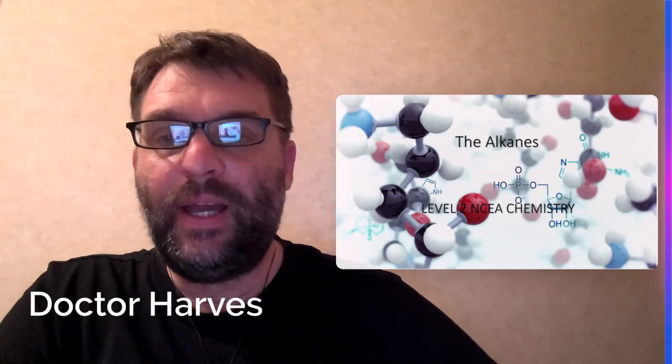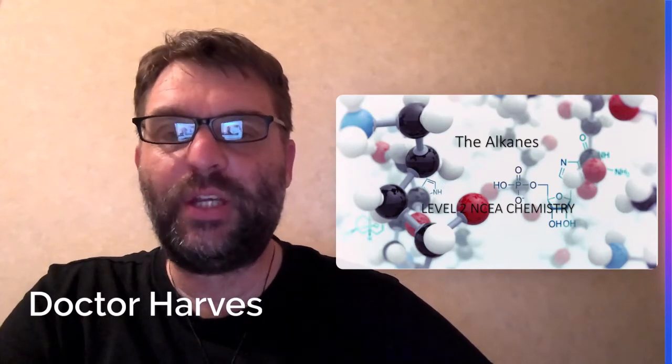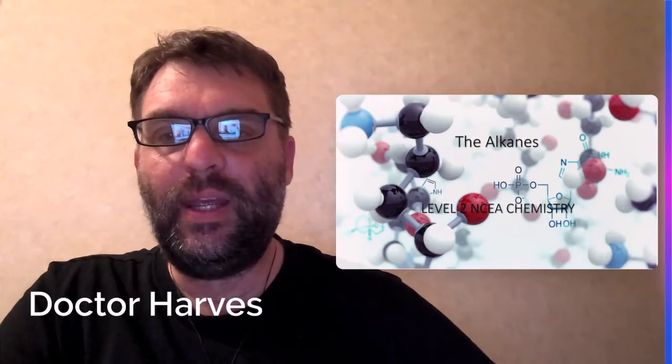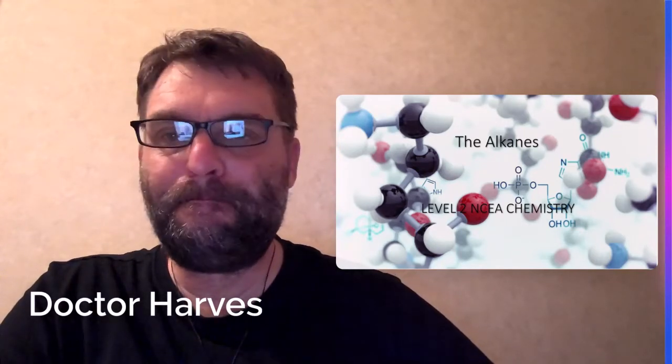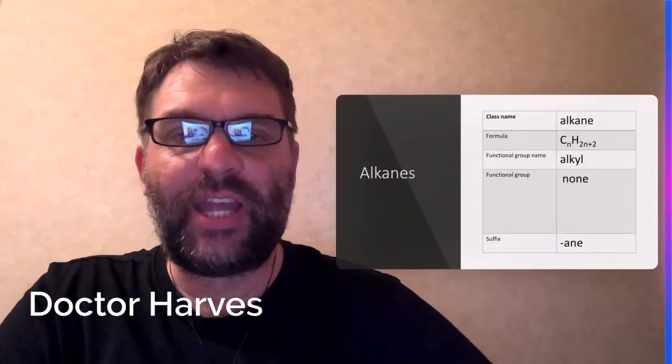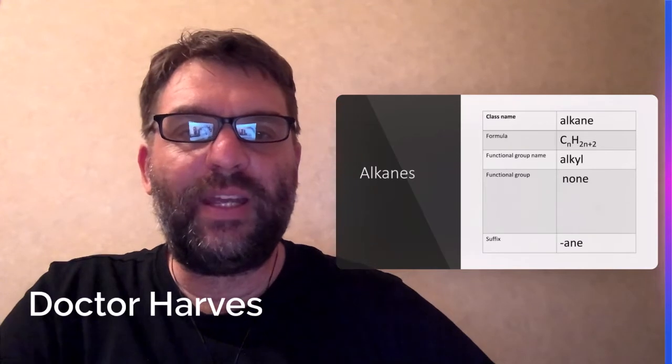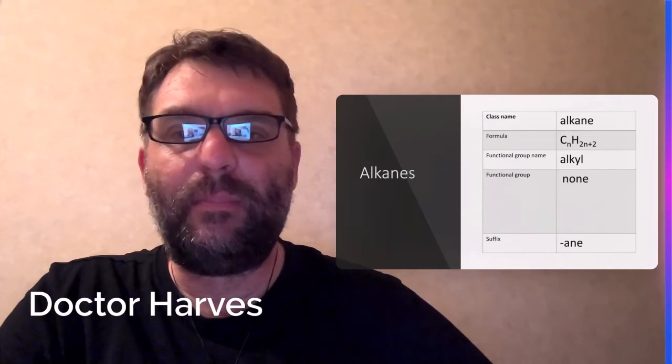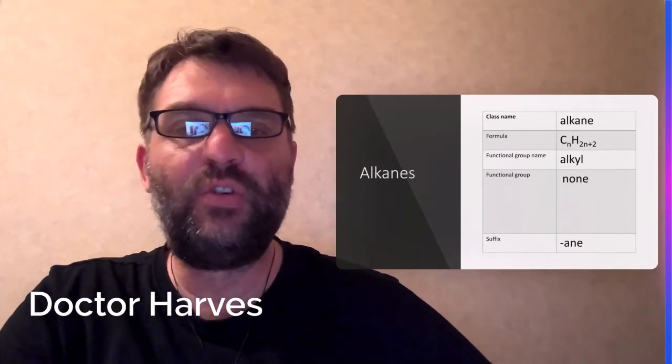Okay, so welcome to our first functional group that we'll look at, first homologous series, the alkanes in Level 2 NCEA Chemistry selected organic compounds. So the alkanes, the class name, of course, as you can see, is the alkanes. The general formula is CnH2n+2, so there's always an excess of hydrogens.